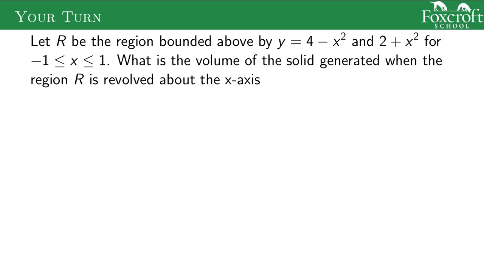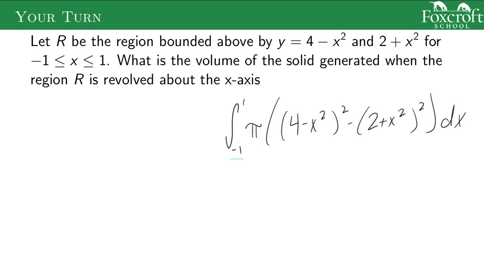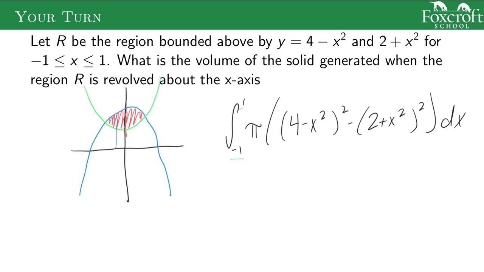And the answer you get should look something like this. Drawing 4 minus x squared gives this upside down parabola, and 2 plus x squared is this normal parabola. Our region starts at -1 and ends at 1. Pi r squared, so pi, the bigger radius is going out to the blue graph, which is the upside down parabola. The smaller radius is going up to the green graph. Again, same thing: bigger radius squared minus smaller radius squared will give us the area of this rotated solid.